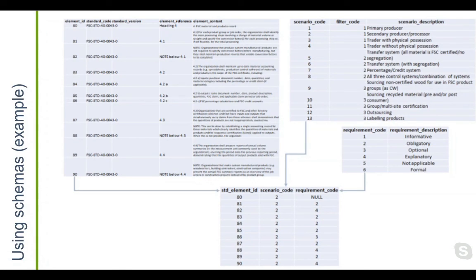And for the requirements, you have different classifications. For example, one requirement for one company can be obligatory, and for another type of company, it can be optional. So you also have one entity on the requirement schema, the standard requirement schemas, where you can actually see, for example, here, I will go to standard element 81. 81 here is the clause 4.1 in this standard. And for scenario number 2, which means the secondary producer or processor, this clause is obligatory.